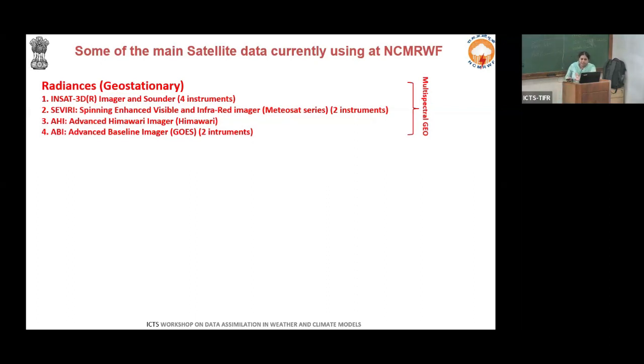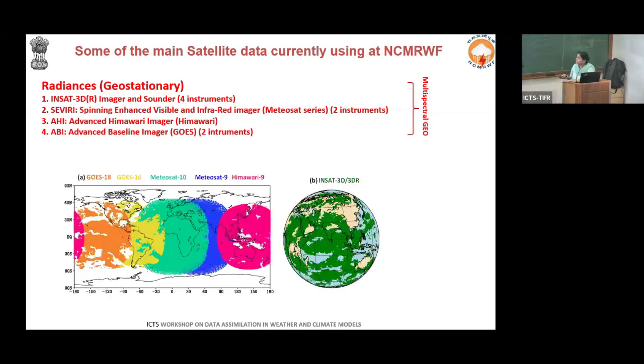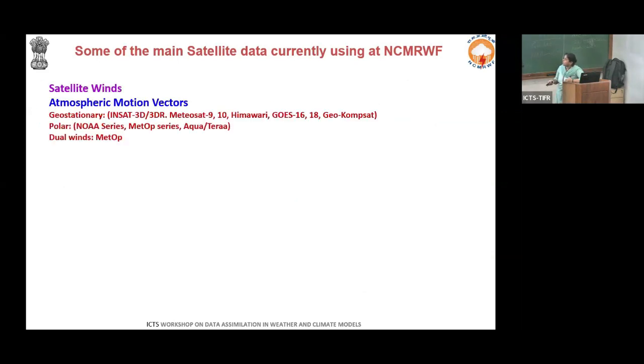Right now 2 Meteosat satellites are operational, and we have the SEVIRI data from 2 satellites, one over the Indian Ocean region, that is the IODC coverage area, and one over Africa and Europe region. And AHI is the Advanced Himawari Imager onboard the Himawari satellite, and ABI is the Advanced Baseline Imager onboard the GOES satellites. So if you see the coverage, she already showed that this is the full geostationary radiance data coverage that we are getting at NCMRWF. So this is INSAT 3D and 3DR, which is not included here, but separately we are plotting the data for INSAT 3D and 3DR. Between 70° north and 70° south, we have almost all the coverage from the geostationary radiance data.